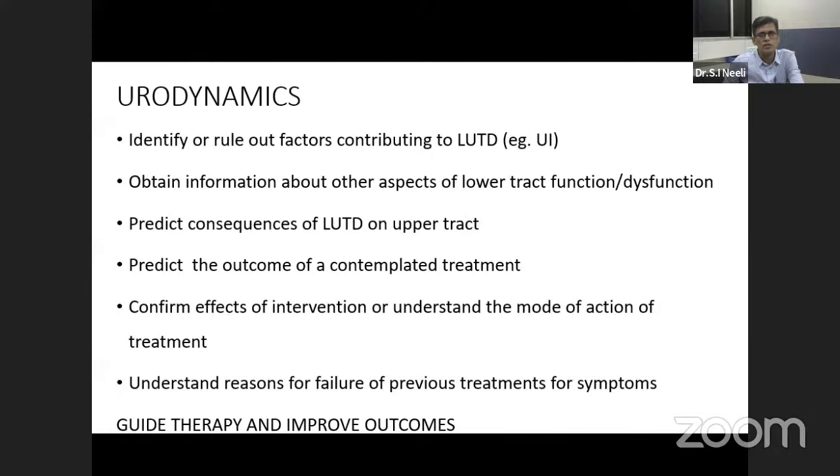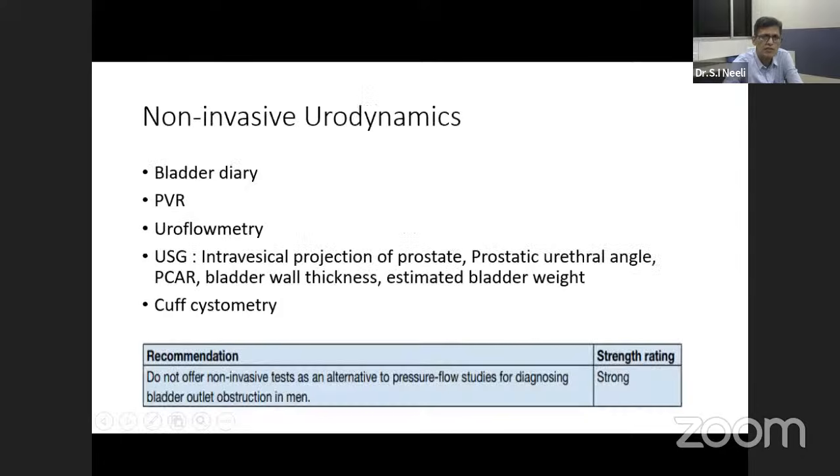It also helps us in predicting the patients who have poor urodynamic parameters, which can affect the upper tracts. It can also help us in identifying the patients who need urgent treatment, and it helps us in evaluating the patients who have failure of the previous treatments. So basically, it helps us to guide therapy and improve the outcomes of managing the patients with lower tract symptoms.